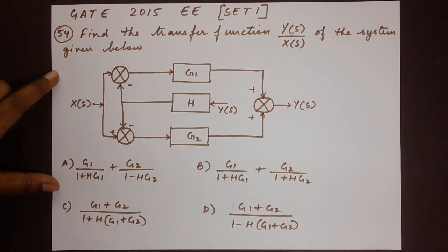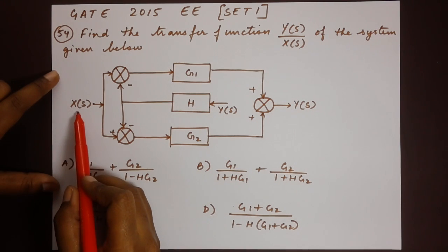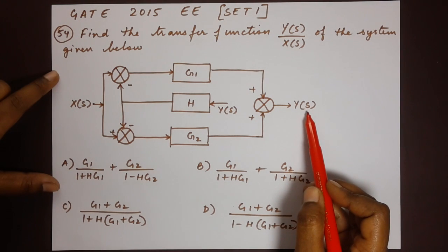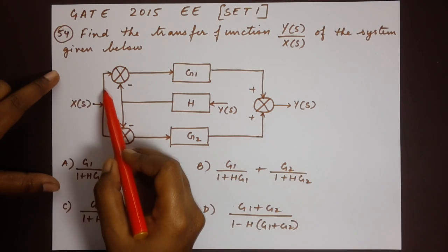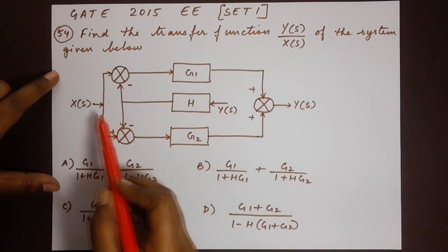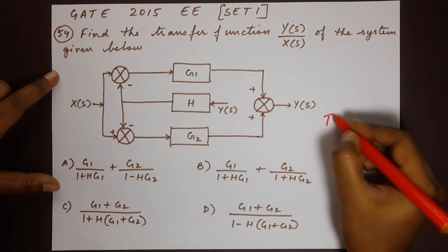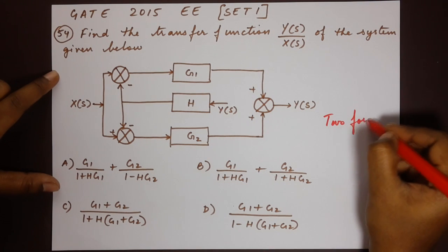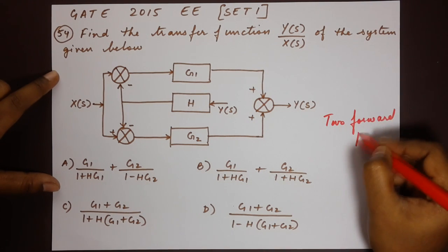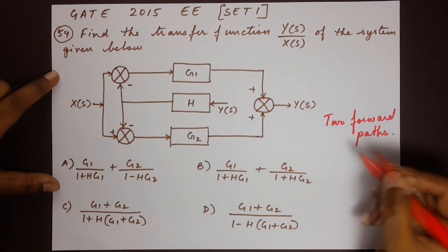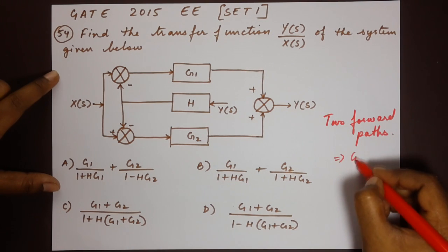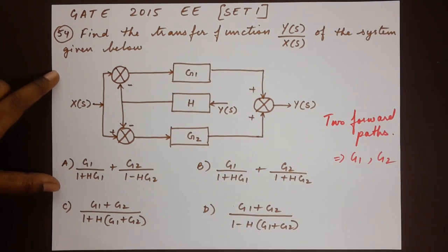So the first thing we have to do is to see how many forward paths we have from the input X(s) to the output Y(s). So here you will notice that we have one forward path and we have another forward path. So altogether we have two forward paths. And the gains are G1 and G2.